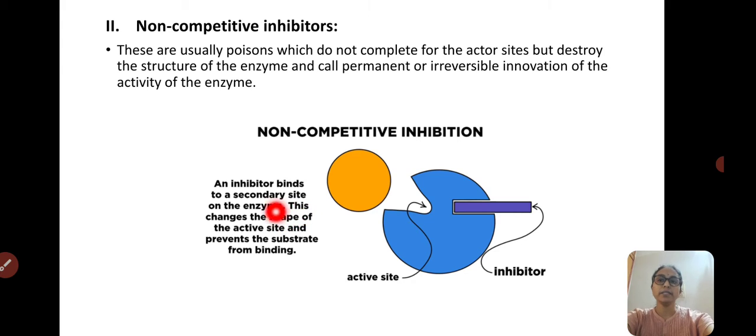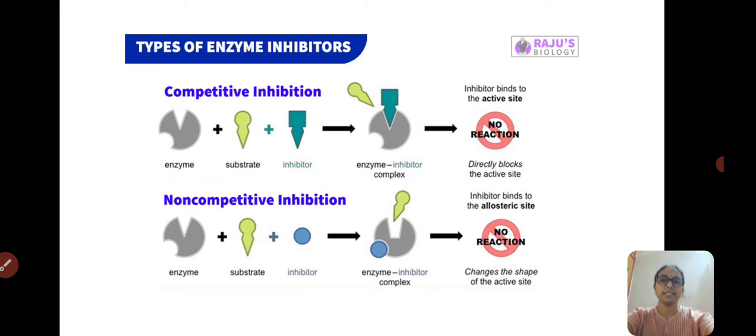An inhibitor that binds to the secondary site of the enzyme other than the active site, this changes the shape of the active site and prevents the substrate from binding. This type of inhibition is usually done with so many poisons.